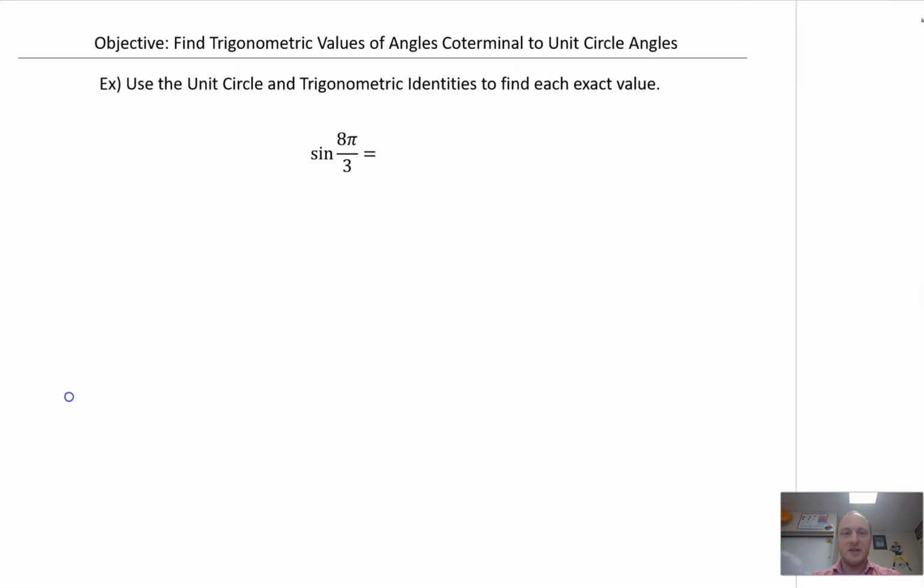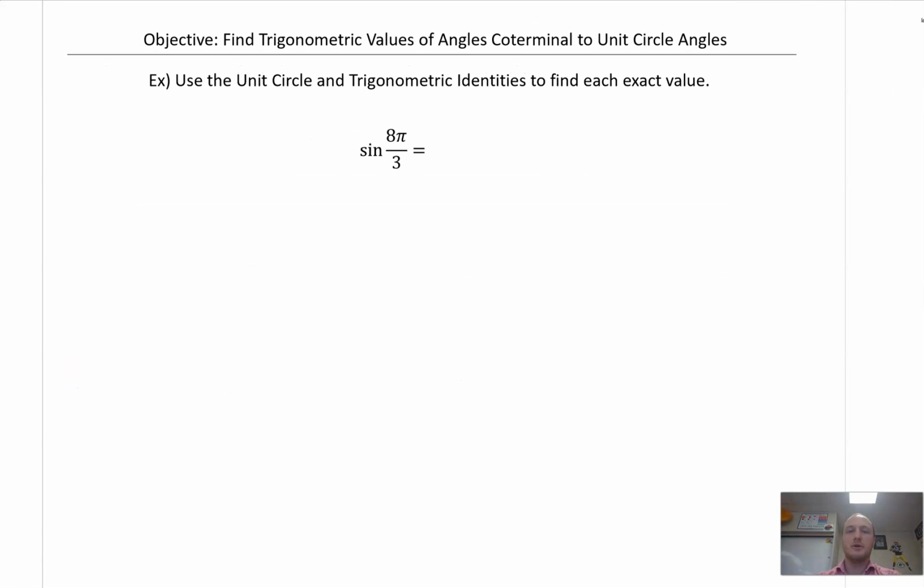And here is our first example. We're asked to use the unit circle and trigonometric identities to find each exact value. All right, so step 1, and I'm going to follow what's been outlined for us in our notes, is I need to know where 8 pi over 3 is, or what's coterminal with it. So what I'm going to do is subtract 2 pi, which is what we did in our last lesson, right? I take 8 pi over 3 and subtract 6 pi over 3. I need to convert that. So this is coterminal with 2 pi over 3.